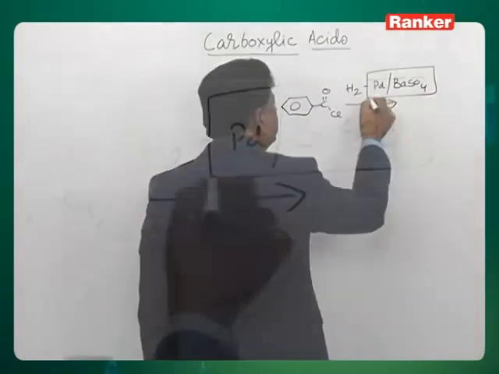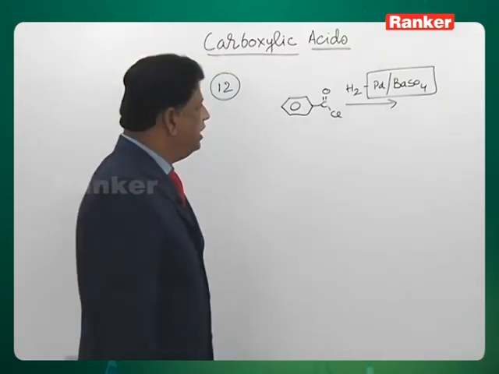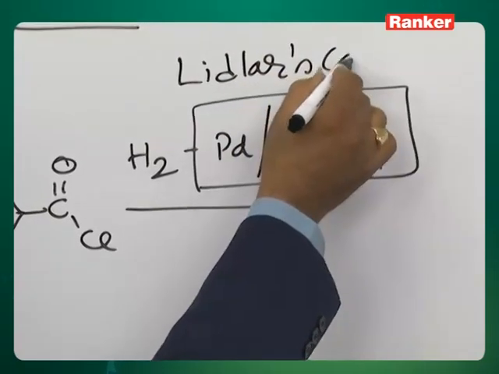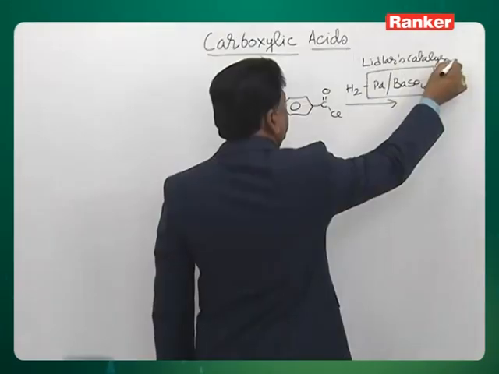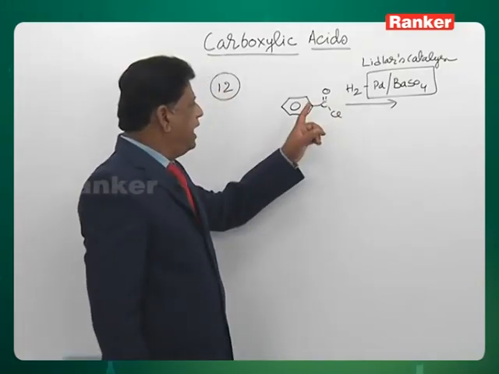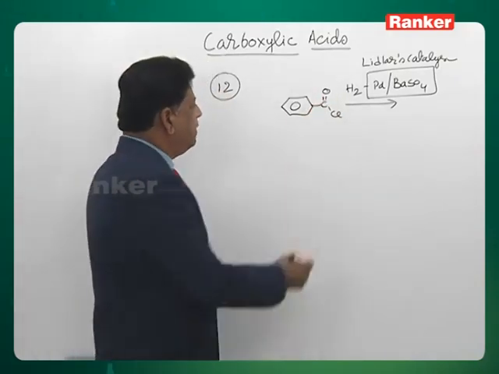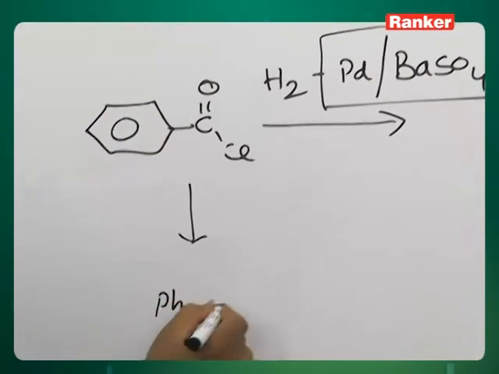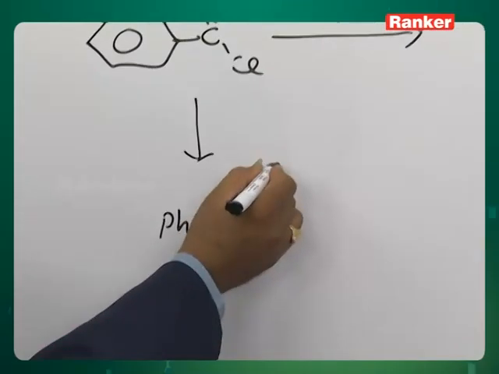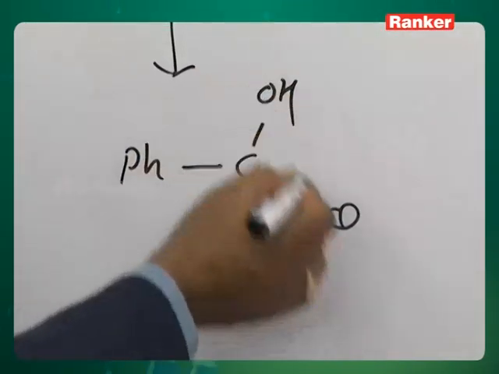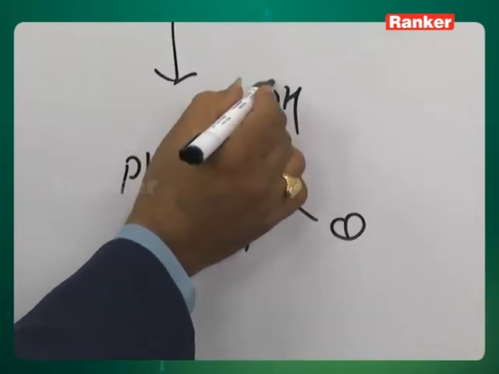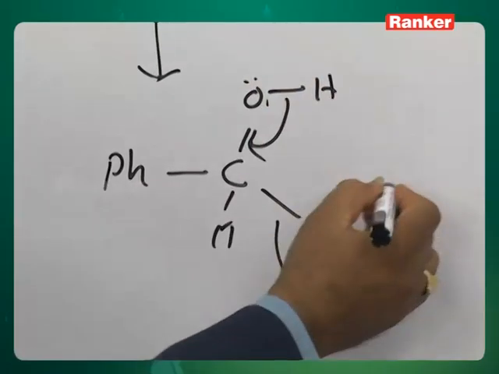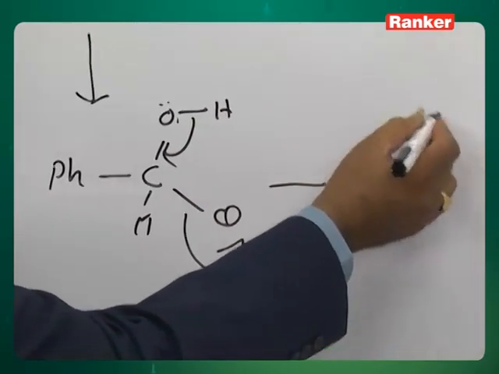This particular reagent combination, palladium and barium sulfate, is also known as Lindlar's catalyst. The hydrogen will add across the C double bond O. Initially, H and H are added, so the compound will become C with one H, O will become OH, and Cl, but on the same carbon OH and Cl will not exist. So HCl will eliminate, and you will get benzaldehyde formation.